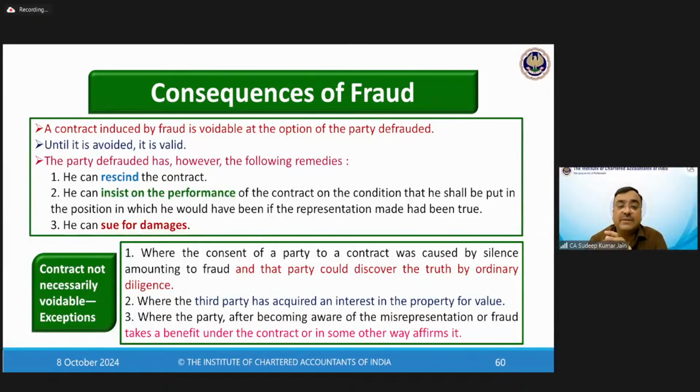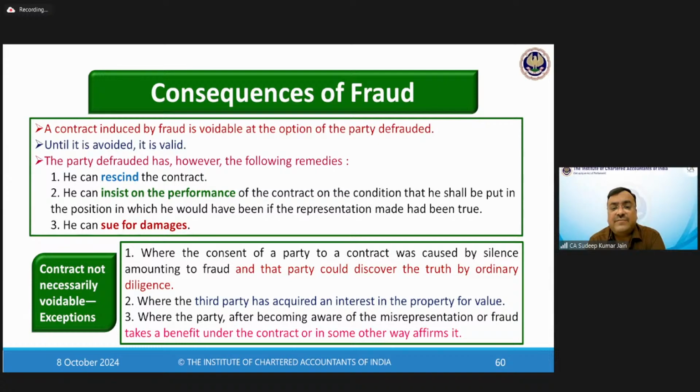Second point, where a third party has acquired an interest in the property for value. It means, for example, if there is fraud with you, and you purchase some defective items, right? And you have sold this item to another person. आपने कोई defective shirt खरीदी, उसमें defect था, और आपको पता आपका फ्रॉड हुआ है, फिर भी आपने किसी और को बेच दी. Where the third party has acquired an interest in the property for value, you cannot rescind the contract.